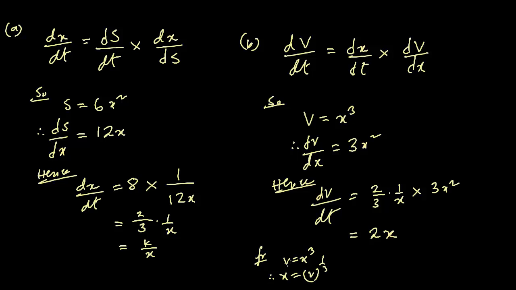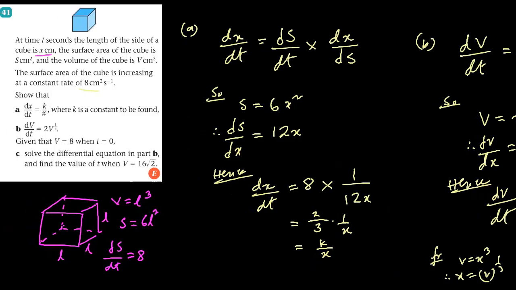So we are expressing x in terms of v. So again, dv by dt is going to be 2. Instead of x, we can write v to the power 1 by 3. We have one more question over here, and this is a very common structure.